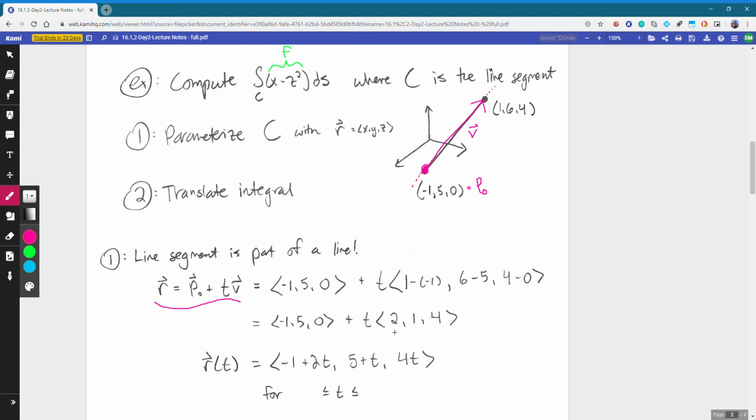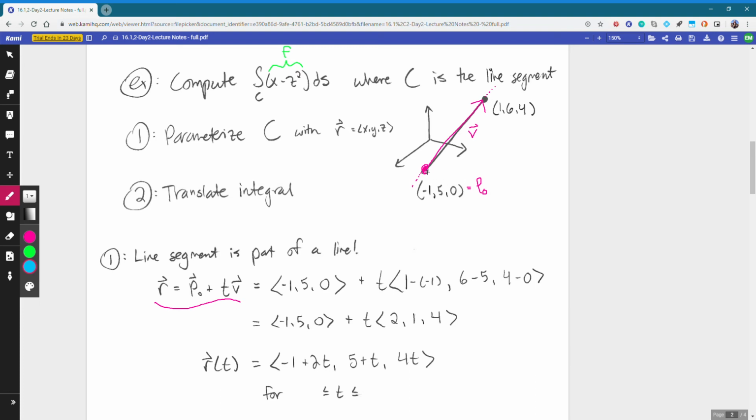And thinking ahead, in order to translate our line integral, we want to know what our x, y, and z components are for our parameterization. And so here, let's actually work this out, distribute the t, add the 2 vectors. This is what we're left with. The only question now is, what values of t are going to start us where we want to start and stop us where we want to stop.